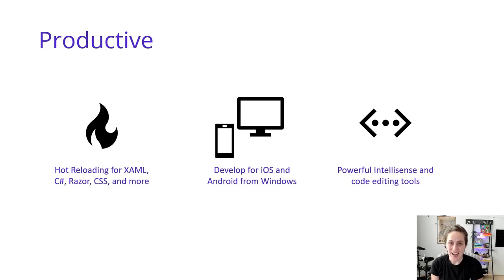And finally, everything's in VS, VS for Mac, and that means you have powerful IntelliSense and code editing tools. It's all .NET 6, so you can use .NET libraries that are targeting .NET 6 that you're used to using, things like System.Text.Json and all that stuff. And you get all the power of Visual Studio behind it. So it's a very familiar developer environment if you're already a .NET developer. And if you're not, you'll probably love Visual Studio.